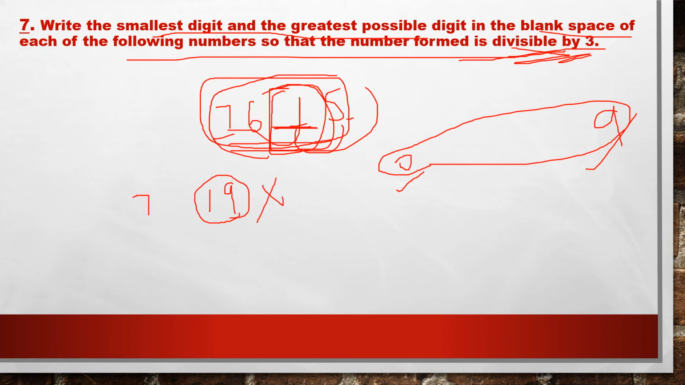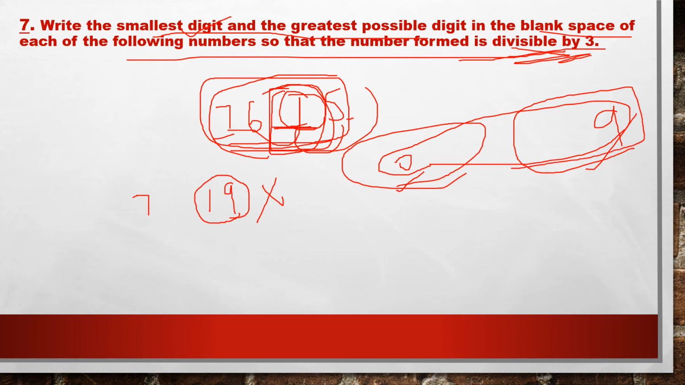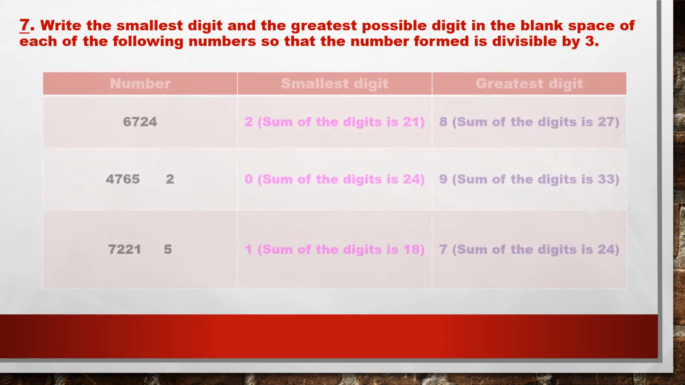So you should fill this blank with the smallest digit. Smallest digit means small numbers like this, smallest from 0, 1, 2, 3 like this. Greatest digit means 9, 8, 7, 6, 5 like this. Okay, so you should fill these digits such that after summation of these digits you should get a number which should be divisible by 3. Okay, let us go to the problem.